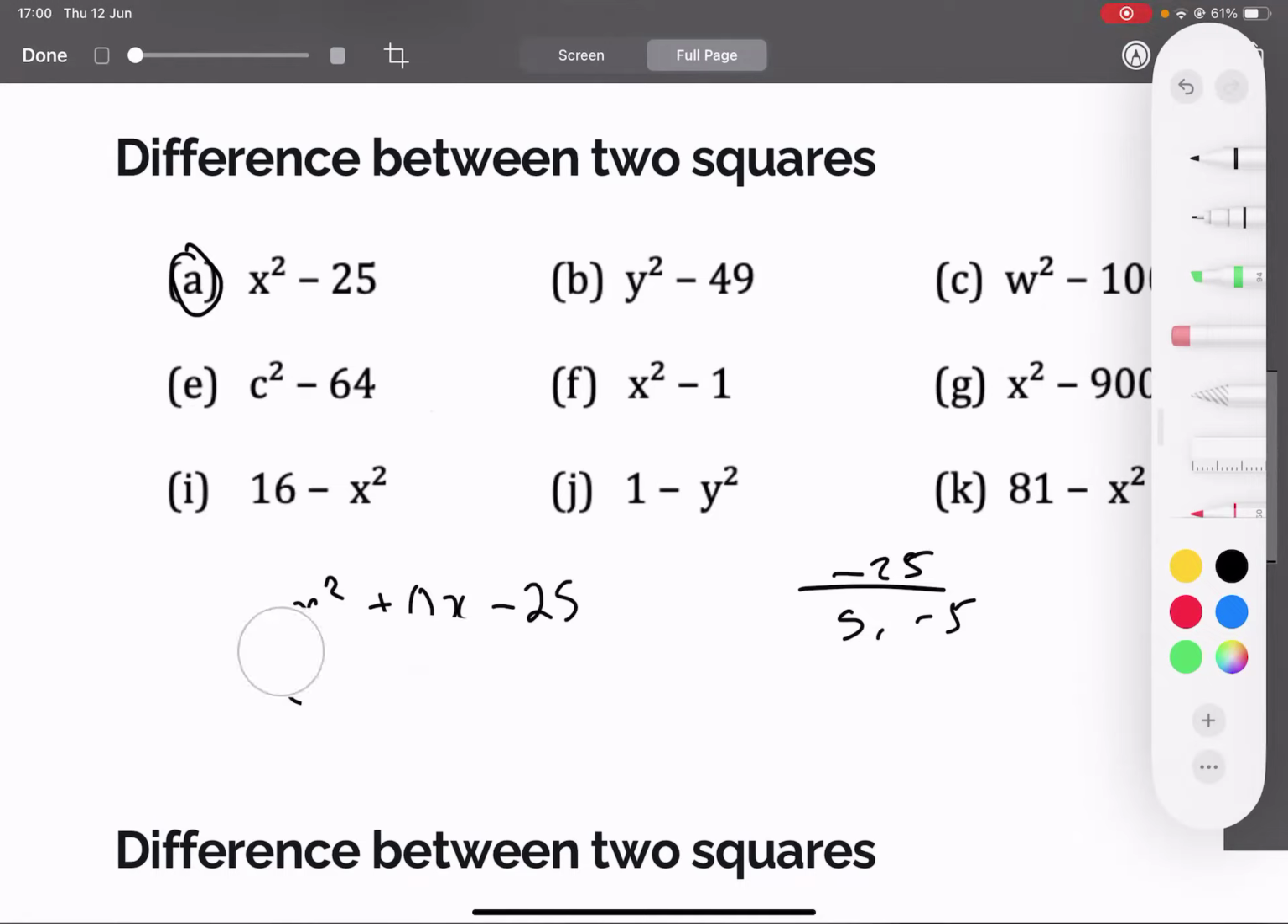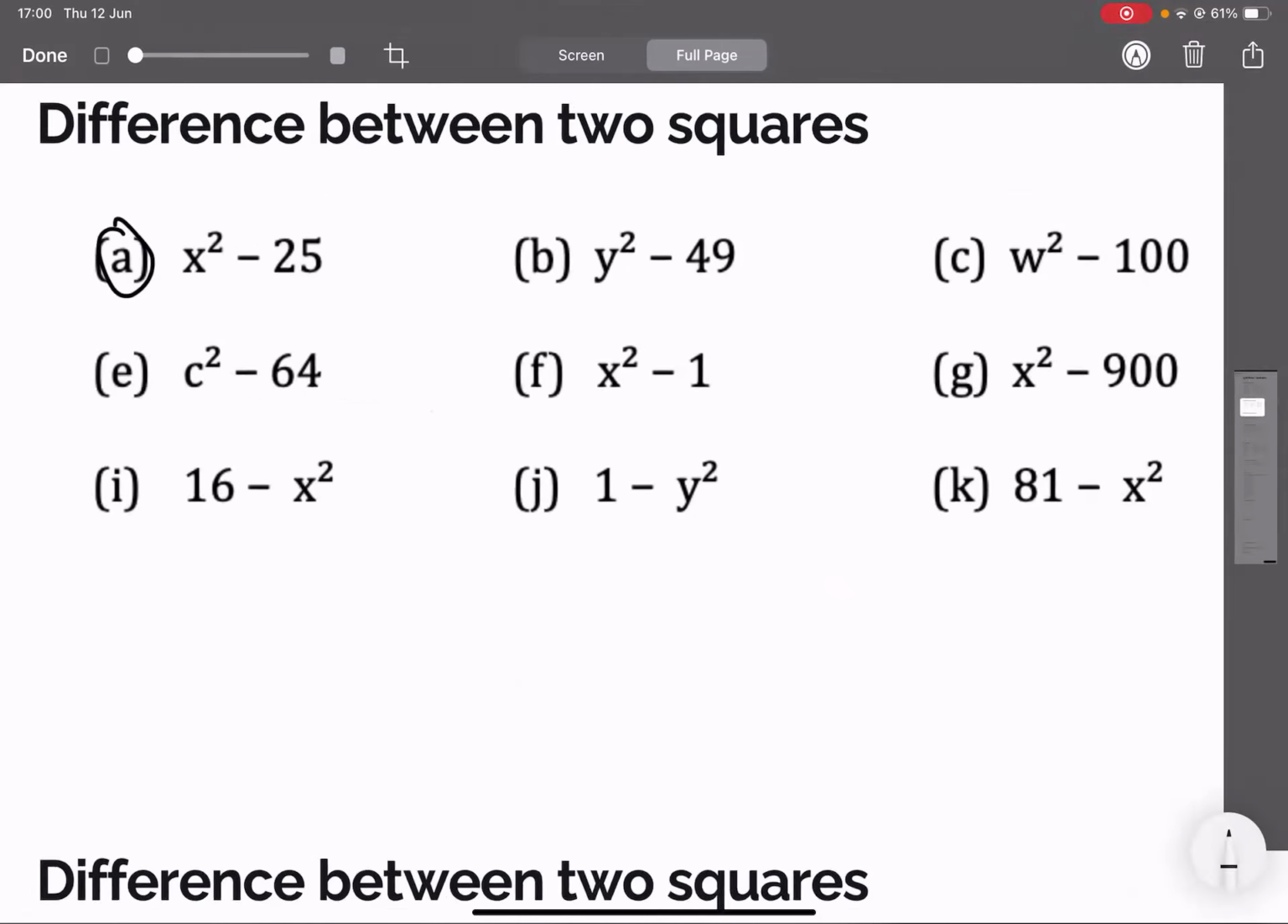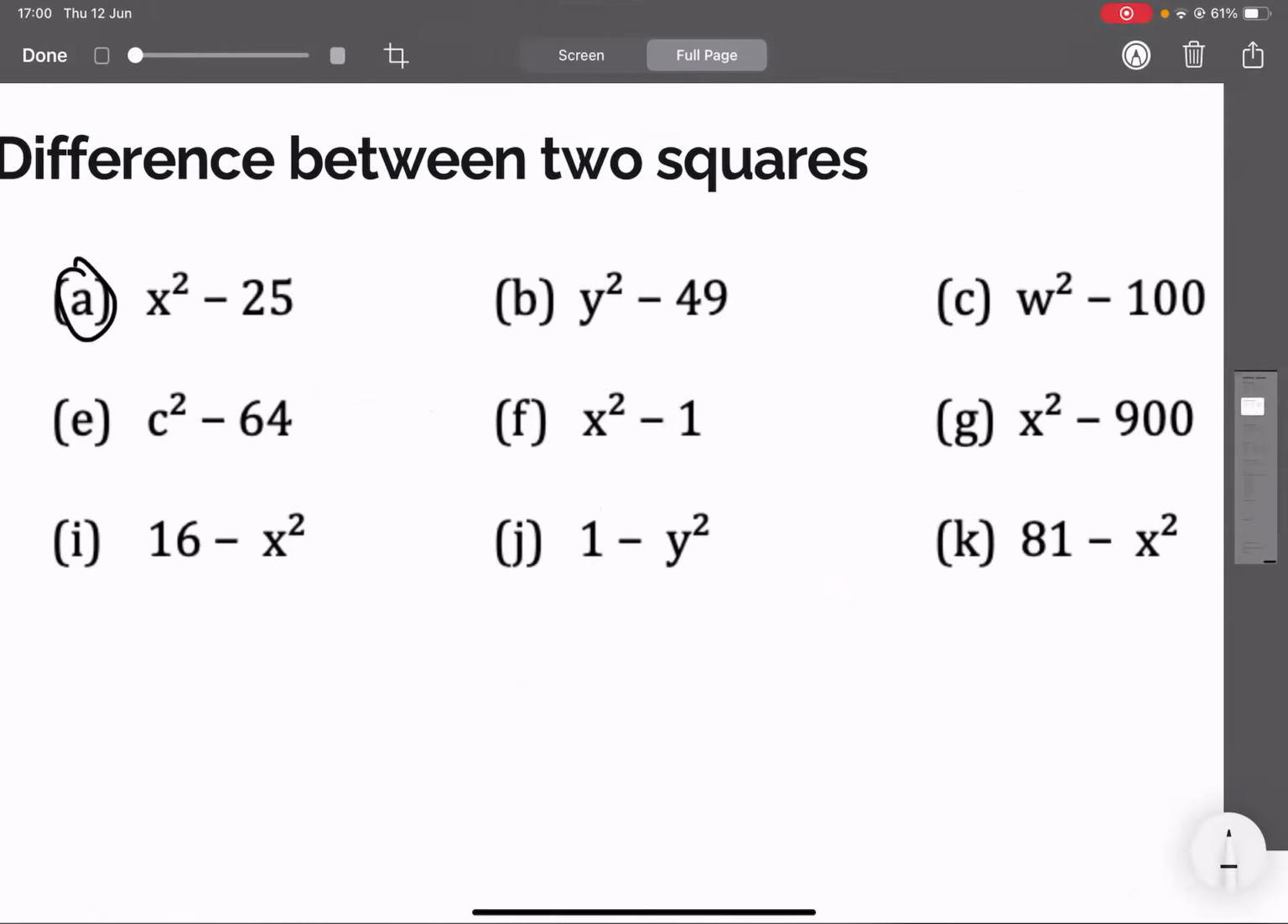The other method is just to memorize that these scenarios are special scenarios. So it would always be the square root of the number. So y plus what? Y minus what? What's the square root of 49? 7. Yep.